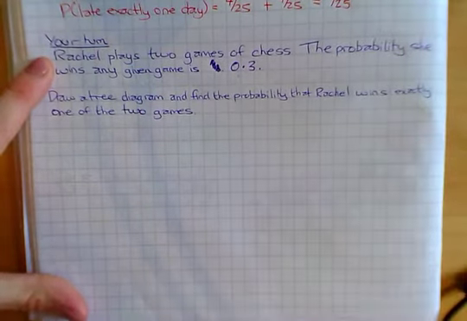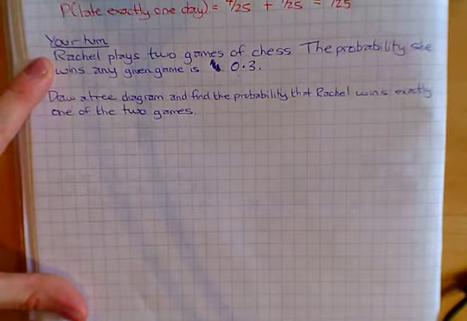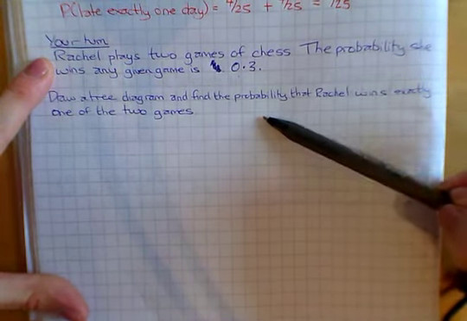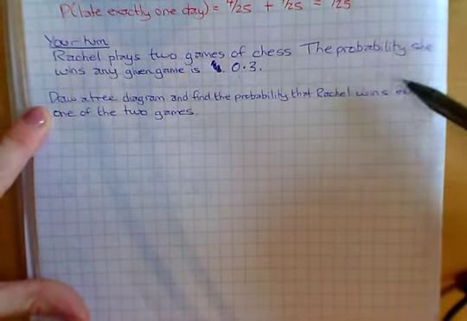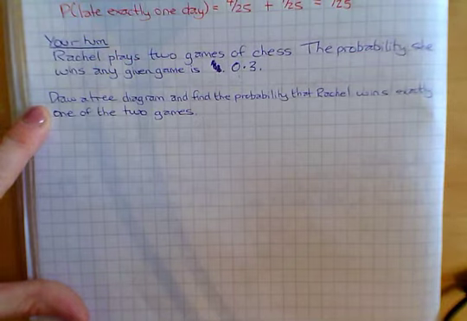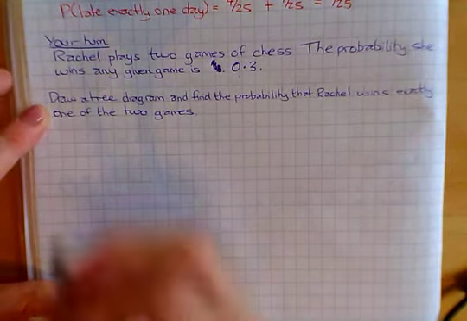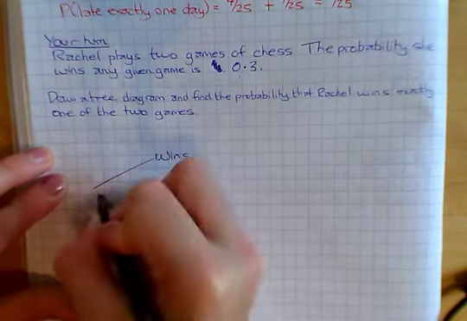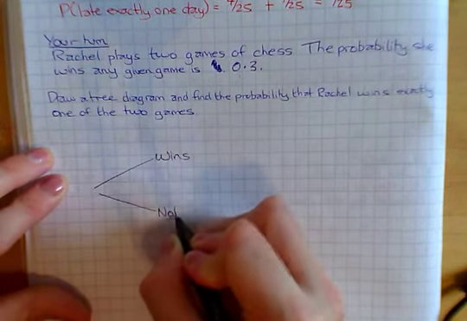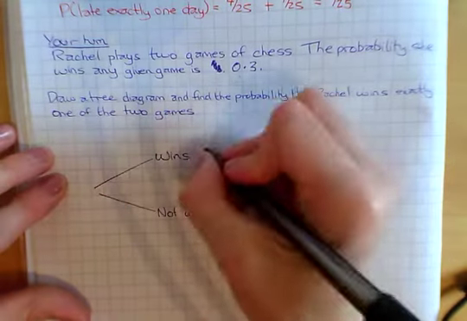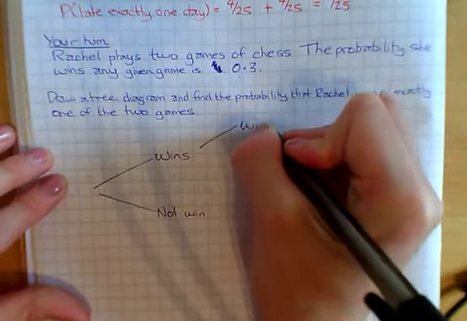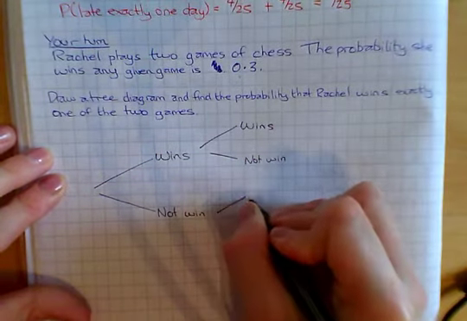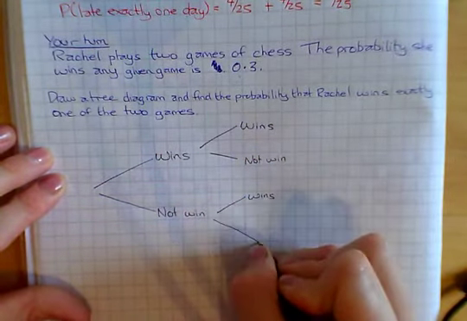So it says Rachel plays 2 games of chess. The probability she wins any given game is 0.3. Draw a tree diagram to find the probability that Rachel wins exactly one of the 2 games of chess. So if I just show how we would draw that tree diagram, we've got game 1, she either wins or she does not win. And then game 2, again, she either wins, does not win, wins, or does not win.